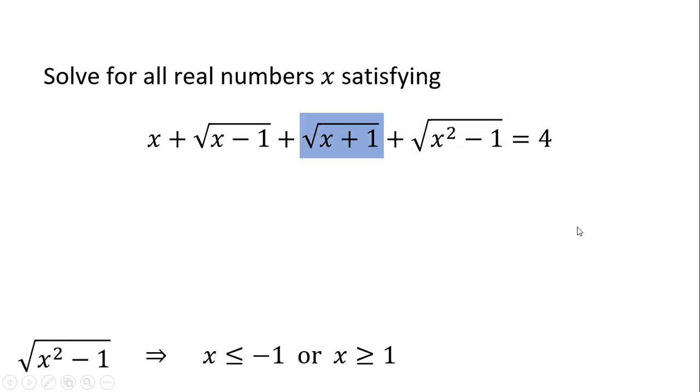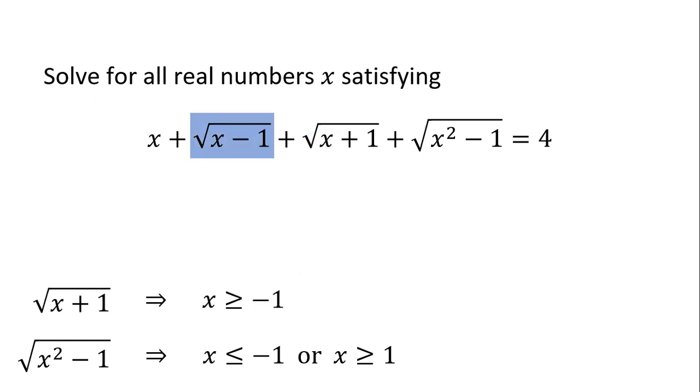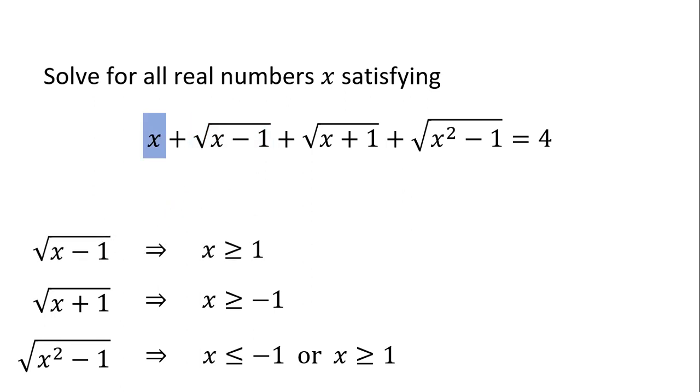For the term square root of x plus 1, we need x plus 1 to be greater than or equal to 0. So, x must be greater than or equal to negative 1. Similarly, for the term square root of x minus 1, we need x minus 1 to be greater than or equal to 0. So, x must be greater than or equal to 1. And for the last term, x, we can actually have any real numbers.